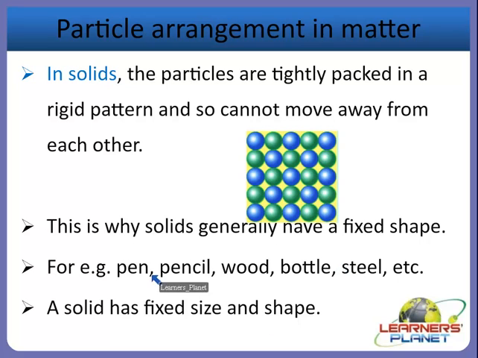For example, pen, pencil, wood, bottle, steel, computer, chair, table, sharpener, eraser, etc. These are all examples of solids, in which the particles are tightly packed in such a pattern that they cannot move away from each other. This is why we say that they have a fixed shape. So we can say that a solid has fixed size and shape.